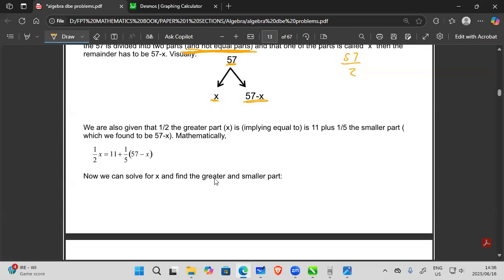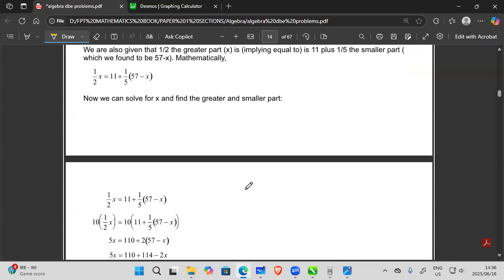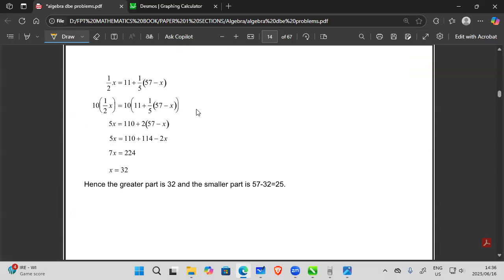Now we can solve for x and find the greater part and the smaller part. If I solve for x, what is x? x is the greater part. Remember, we see these as numbers and not variables, because if we see them as variables, then it gets confusing. And if you solve, you get x to be 32. And so we say that the greater part is 32, but the smaller part is 25.